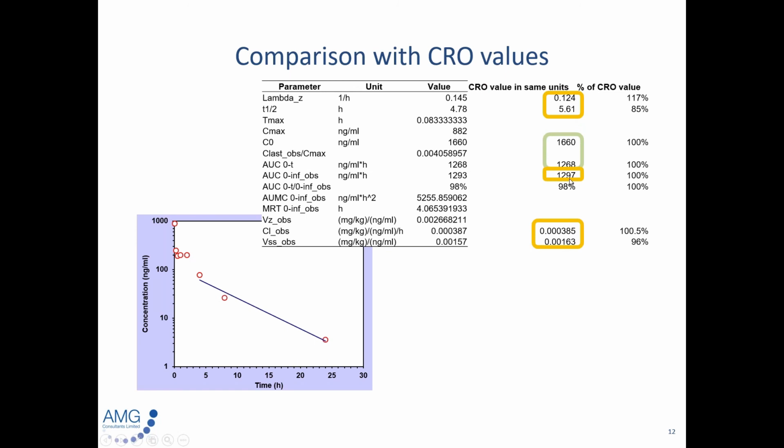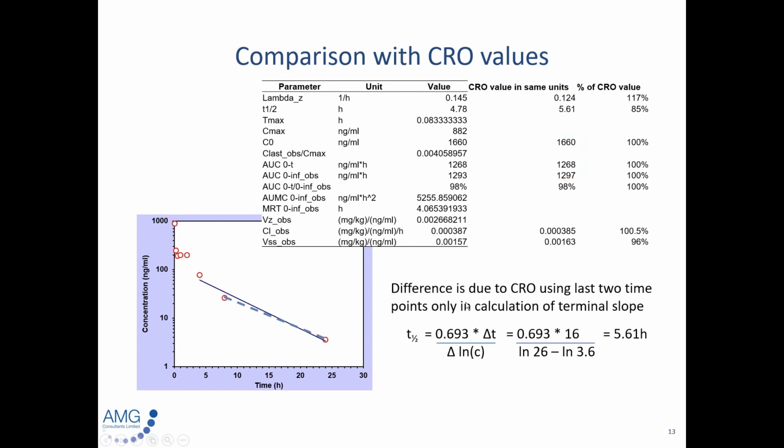Those that I've highlighted in orange are at least slightly different. The reason for that turns out to be that whilst the PK Solver has used the final 3 points in calculating the terminal slope, the CRO used only the final 2 points. As a check, to calculate the half-life from just the last 2 points, we can use this equation, and you get a terminal half-life of 5.61 hours, which is the same as the CRO's value.